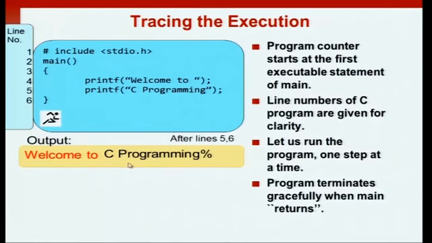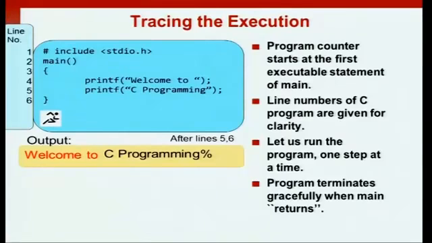I've given this in two different colors to highlight that one was printed by the first line and the other was printed by the second line. Otherwise the colors have no special meaning. The program terminates when main finishes execution, and this is what is typically known as returning from the function. Okay. We will see this terminology later in the course.